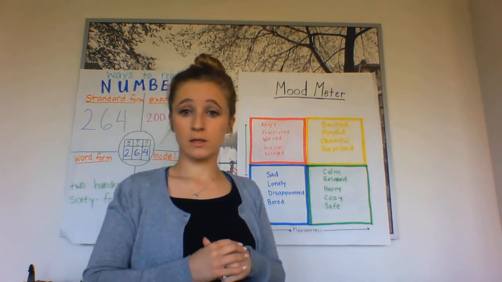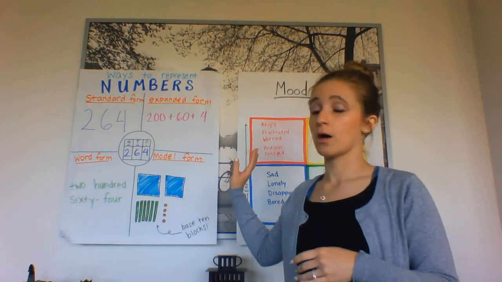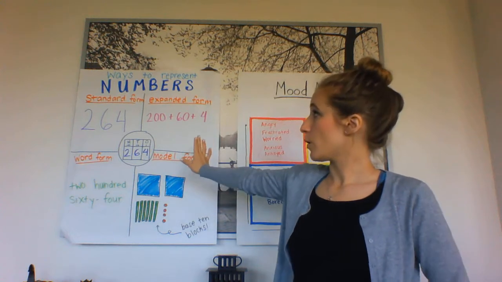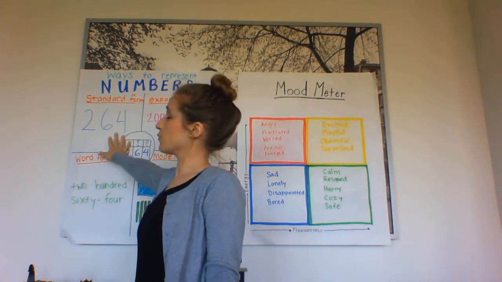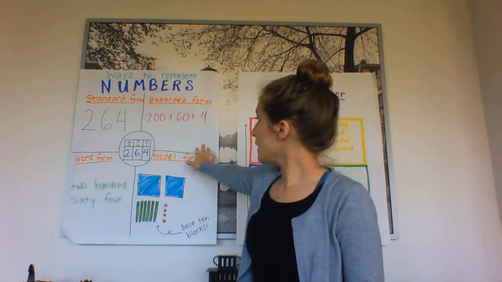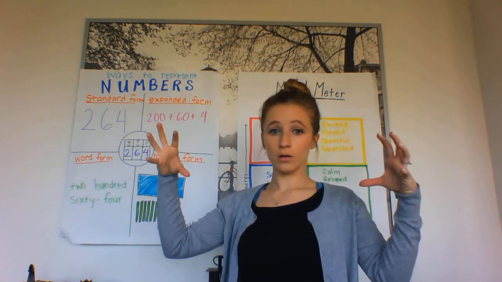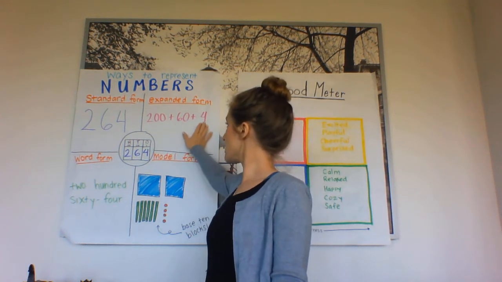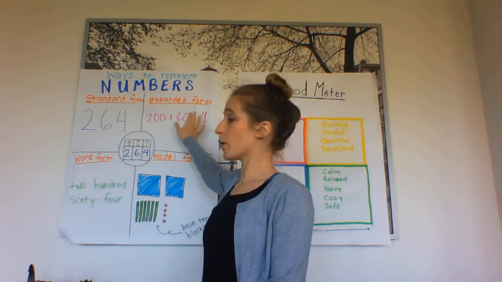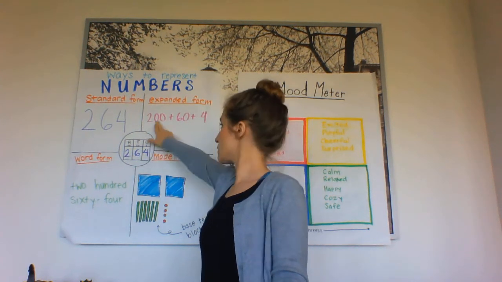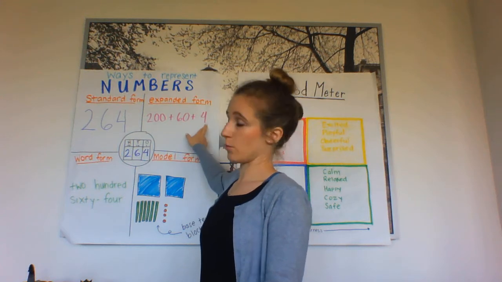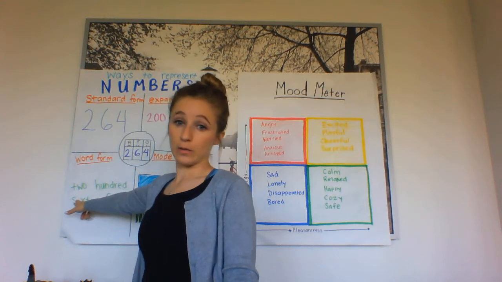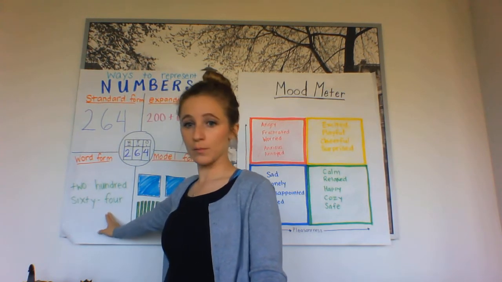Okay, and just as a review, last week we remembered all of the different ways that we can use to represent numbers. So we talked about standard form, which is just where you write the number normally. Expanded form is where we pull it apart using addition. So we say 200 plus 60 plus 4 would be the expanded form way to write 264, because there are 2 hundreds, 6 tens, and 4 ones. Okay, we also remember word form is where we spell out the number.